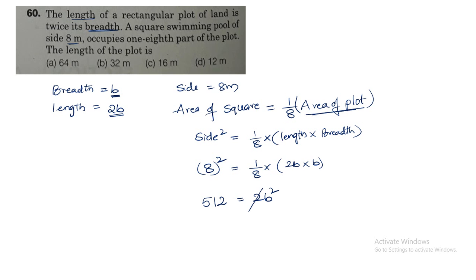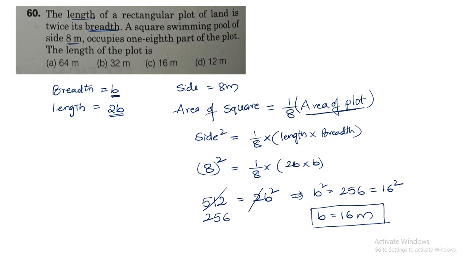Okay, now this 2 in 512, it cancels how many times? 2 2s are 4, next 1 is left, so 256. So from this what I got? b square is equal to 256. So this 256 I can write as 16 square. On comparison, b is equal to 16 meters, right? So b is equal to 16 meters.